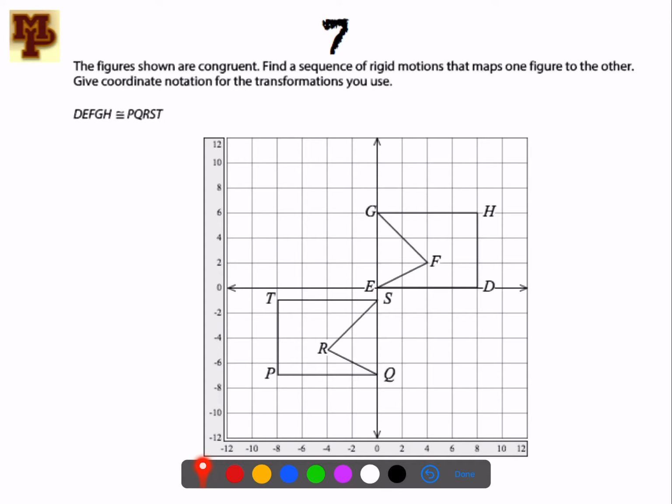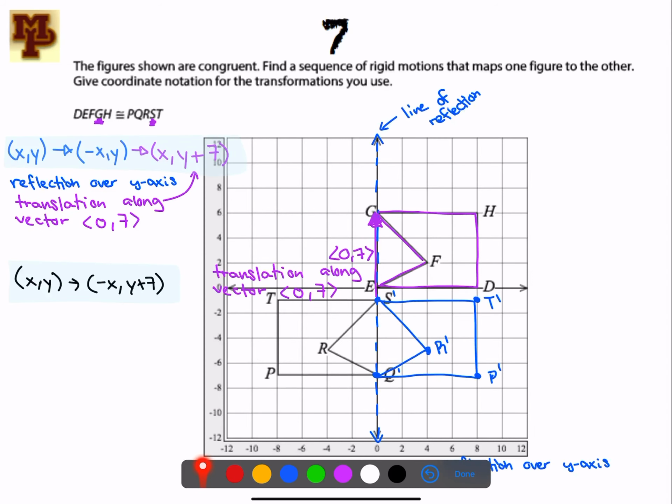All right, so looking at this, we have DEFGH is congruent to PQRST. So, looking at these two figures, they appear to be congruent. It looks like there's a sequence of rigid transformations that will map one on top of the other. So, I'm going to go ahead and start with a reflection over the y-axis. So, I'm moving PQRST over to DEFGH. So I reflect across the y-axis.